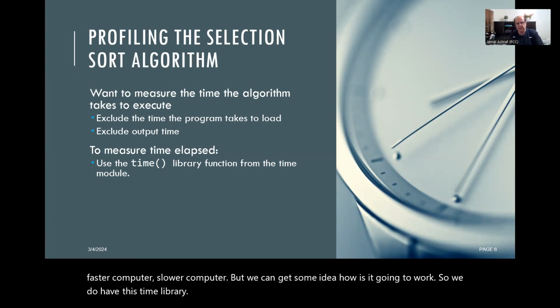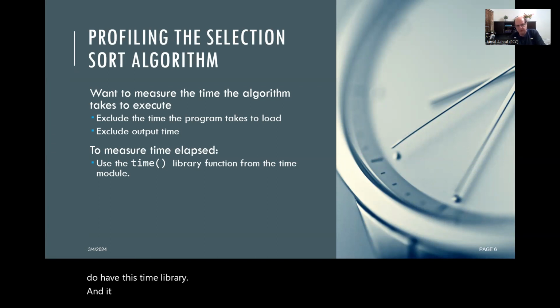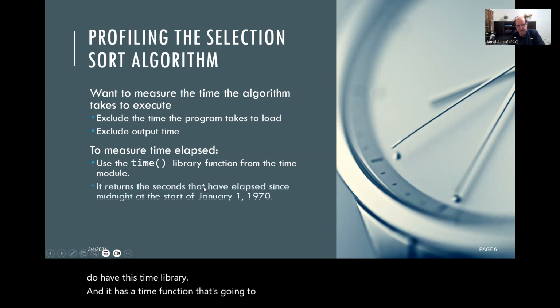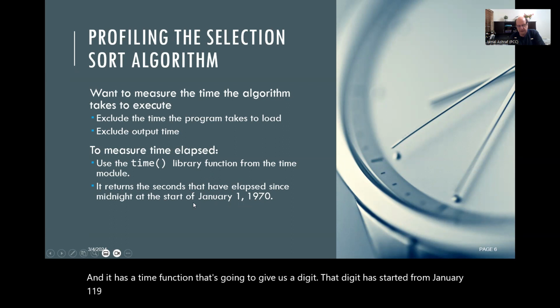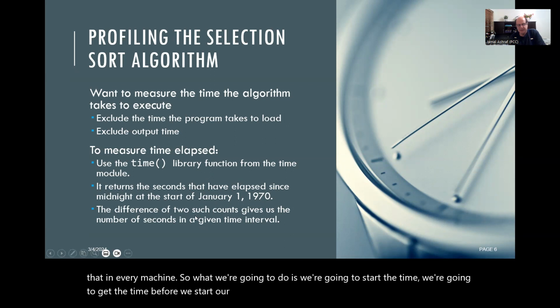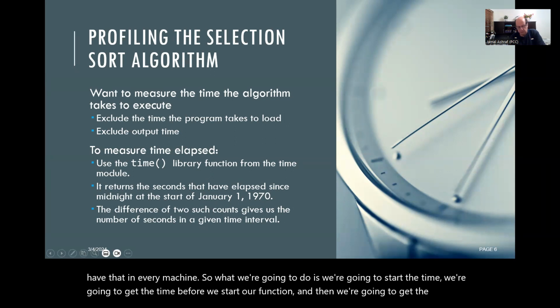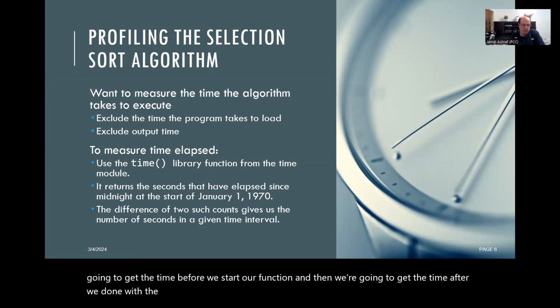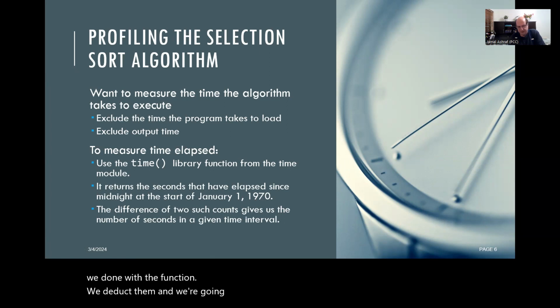and it has a time function that's going to give us a number. That number starts from January 1, 1970, and it ticks for every second. That's basically on every machine. So what we're going to do is get the time before we start our function, and then get the time after we are done with the function. We subtract them, and we calculate how long it takes to do this.